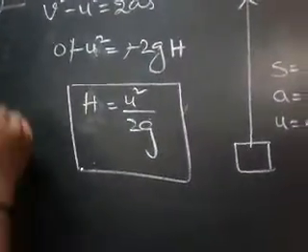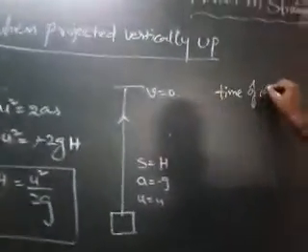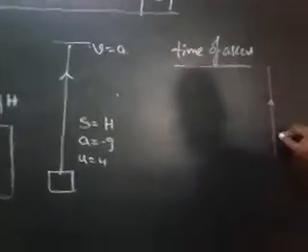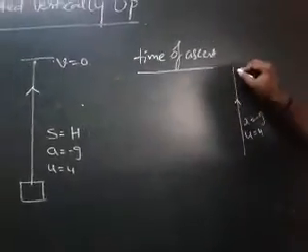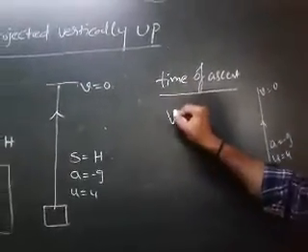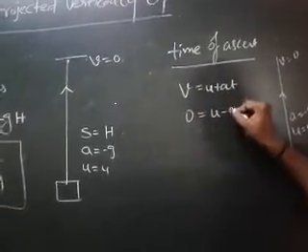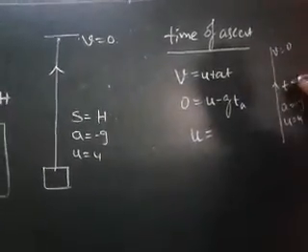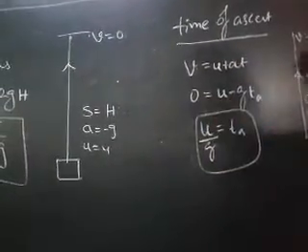Then time of ascent. What is the time of ascent equation? It is the time taken by the body to reach up. After displacement, final velocity becomes 0. Therefore v is equal to u plus at, 0 is equal to u minus g into t. Here t is nothing but the time taken, t_a. So t_a is equal to u by g.